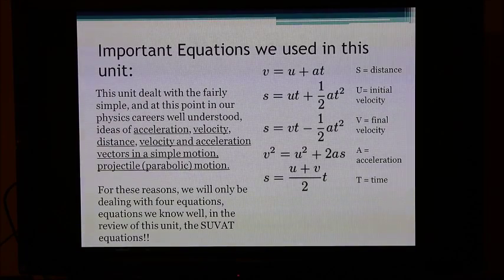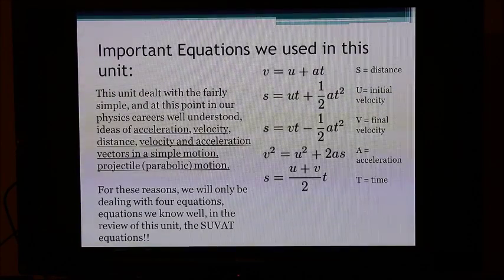The SUVAT equations, so those are the equations over there on the right side of the screen. v is equal to u plus at, s is equal to ut plus 1/2 at squared. We can disregard the third one in this photo, we don't really need it. And v squared is equal to u squared plus 2as, and then s is equal to (u plus v) over 2 times t.